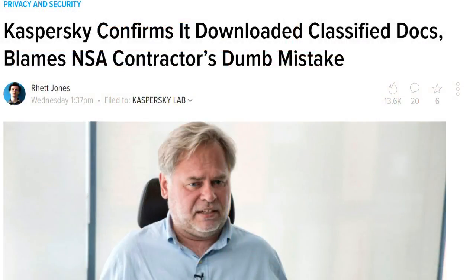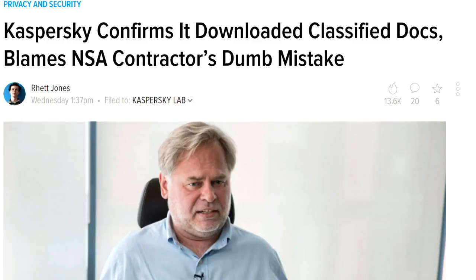But now Kaspersky is coming back and saying, well, no, it's not our fault. It's the NSA contractor's fault who put top secret documents on his personal laptop. What came out here is an explanation from Kaspersky as to how the top secret NSA documents wound up on their servers, and they're putting all the blame on this NSA contractor's dumb mistake. That's their quote. So this sounds feasible, but it also sounds like plausible deniability.